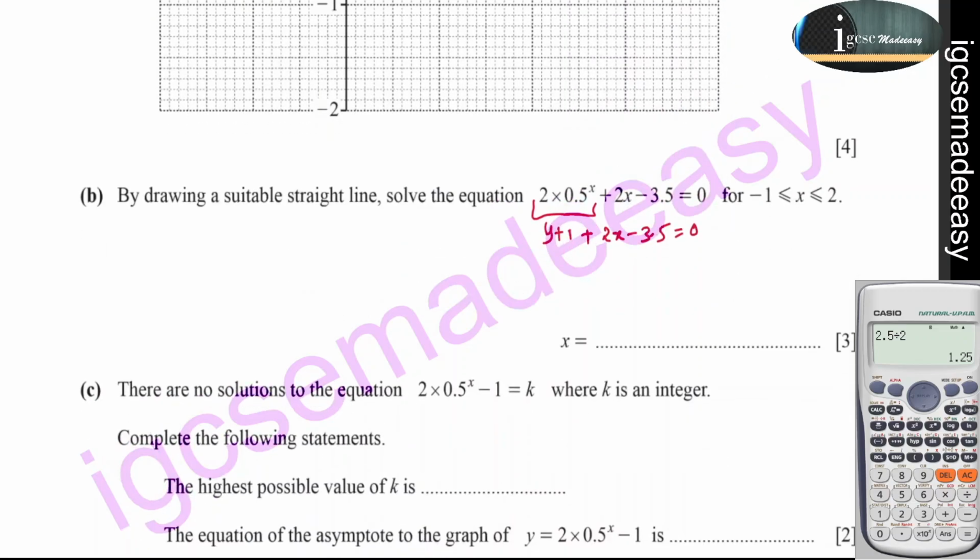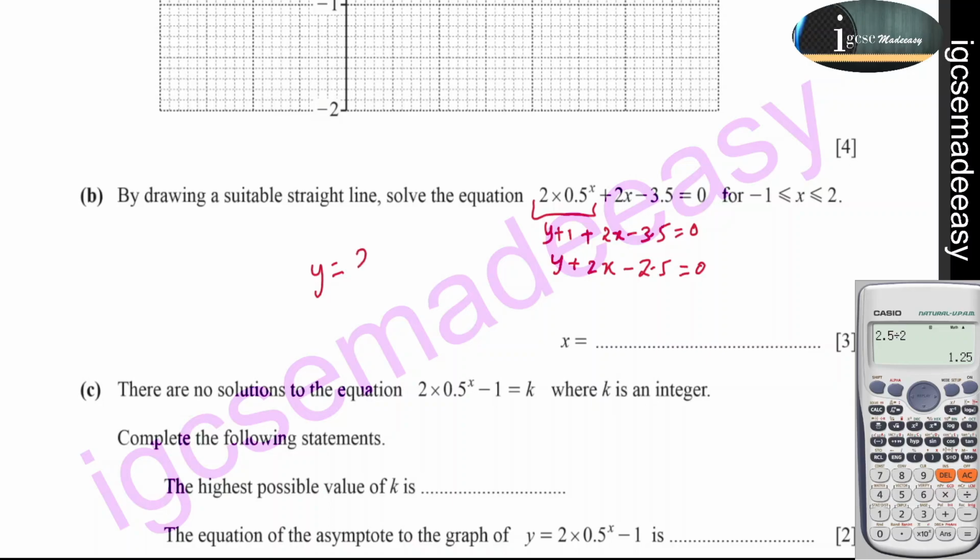So if I solve this one, we'll be having y plus 2x minus 2.5 equals 0, right? If we further solve this, we can just shift this to the right hand side and make it an equation of a line, that is y equals mx plus c. So let us shift the terms over to the right.